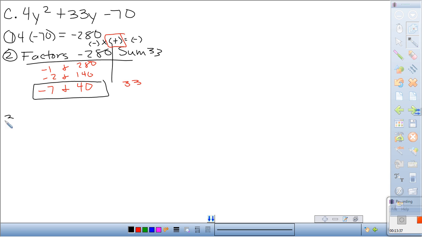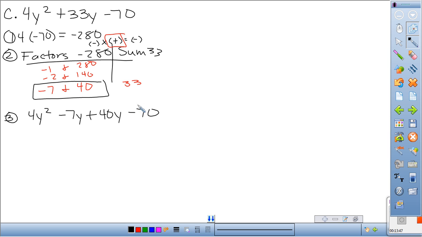So now we can rewrite our trinomial. 4y squared minus 7y plus 40y minus 70. So remember, leave your first and last terms alone. We're just rewriting the middle term. And then factor by grouping. Is there something we can pull out of all of these? No, there's not. So we'll group the 4y squared and negative 7y. And then we'll group the 40y and negative 70.